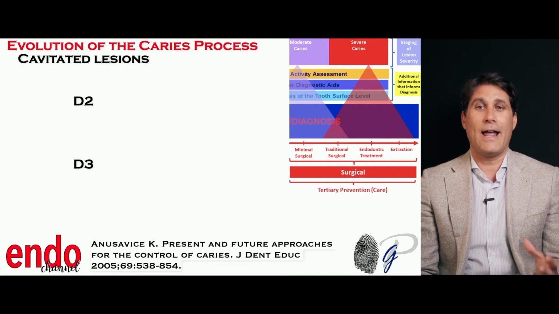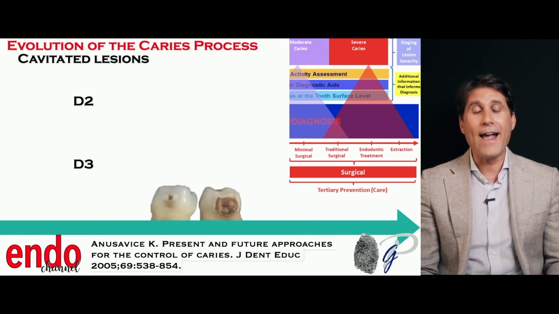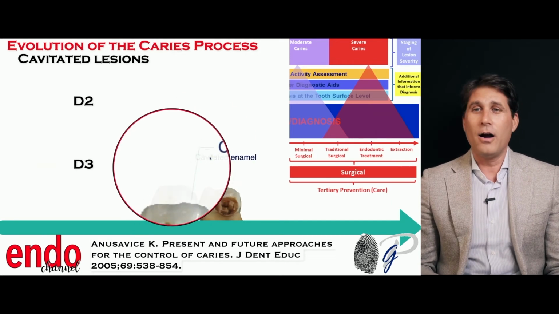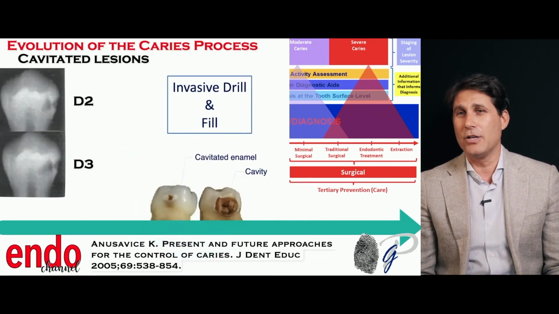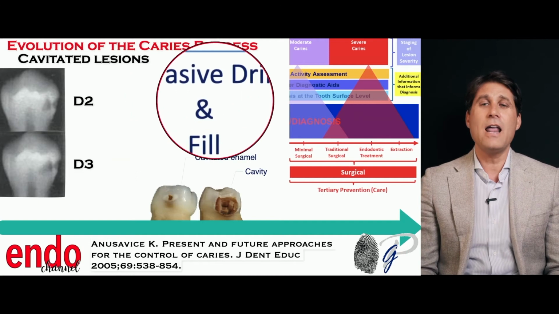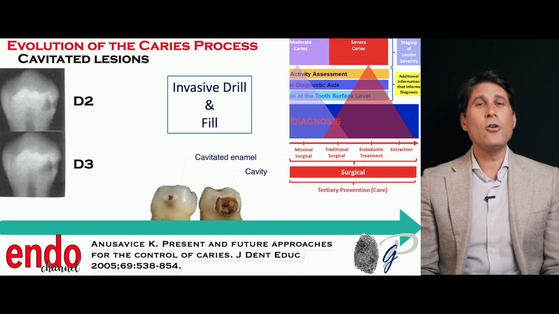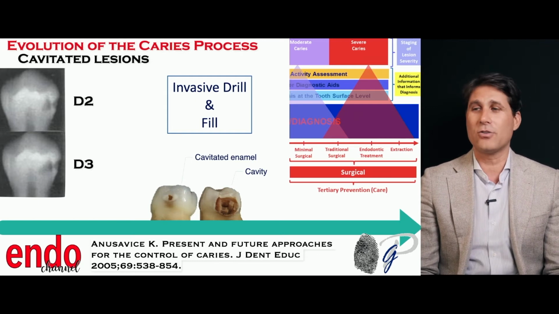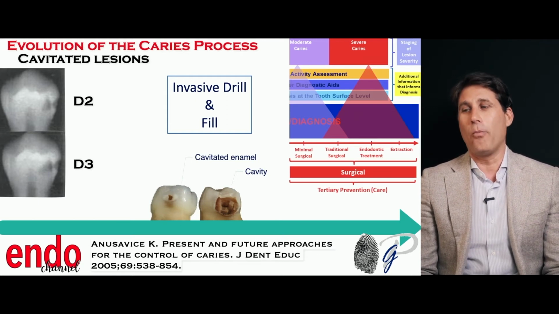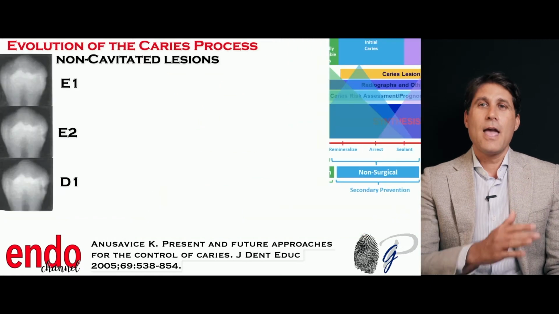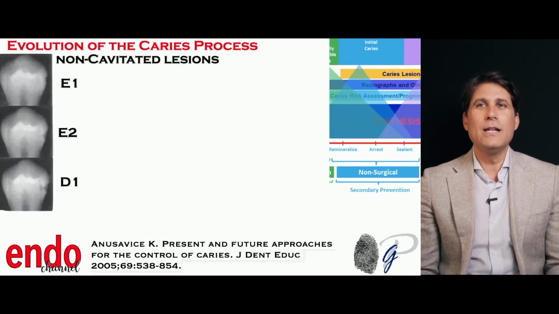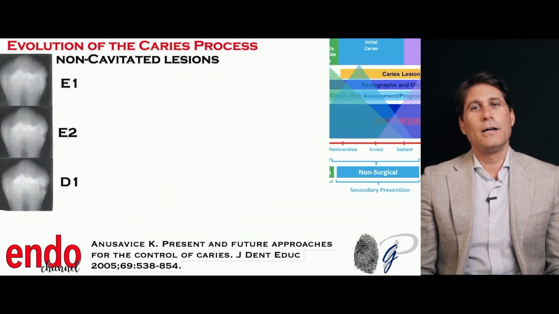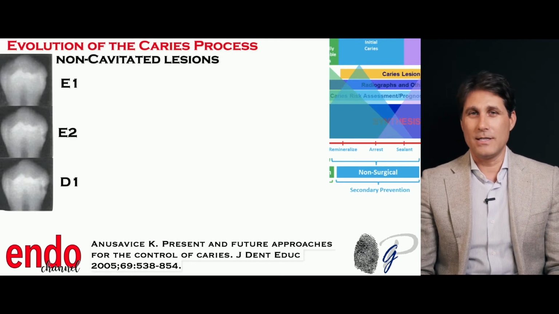very deep lesions like D2 and D3 lesions in frank dentin, which are in most cases cavitated lesions, we have an invasive drill and fill approach. We cannot do anything else than open these cavities with our burs and restore with our composites. But there is a word in the middle between this E0 stage and the D2 and D3 stages.